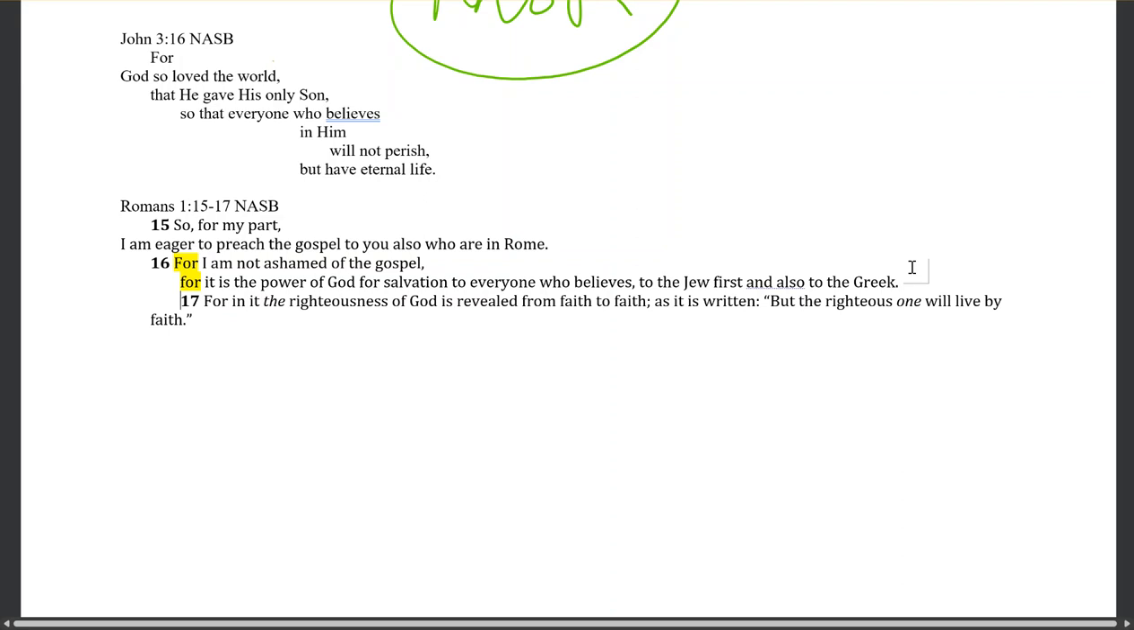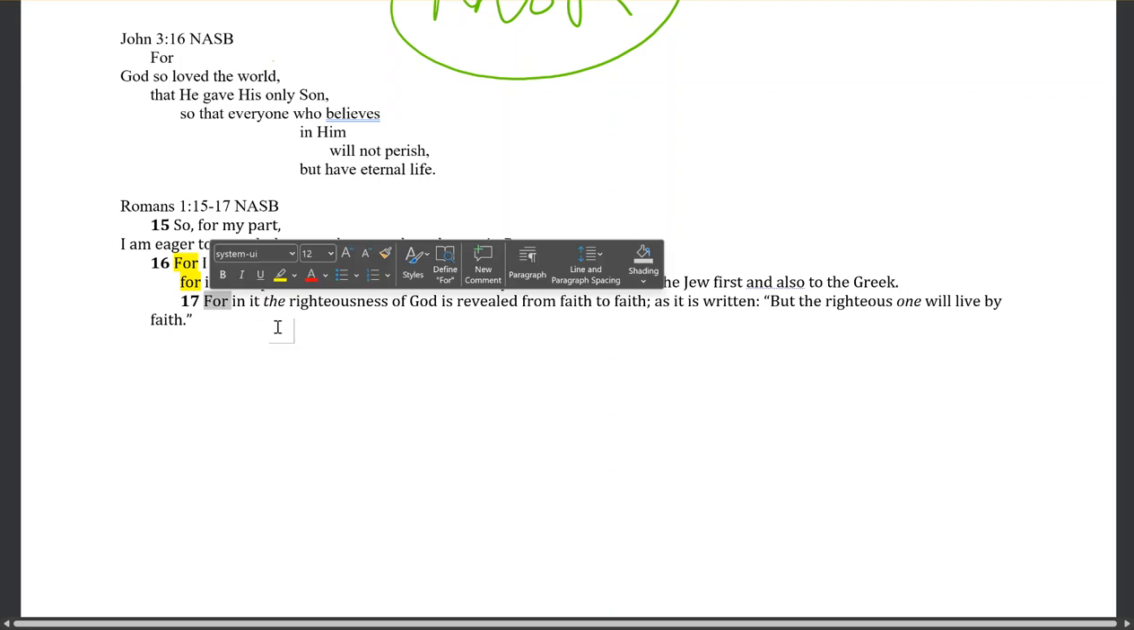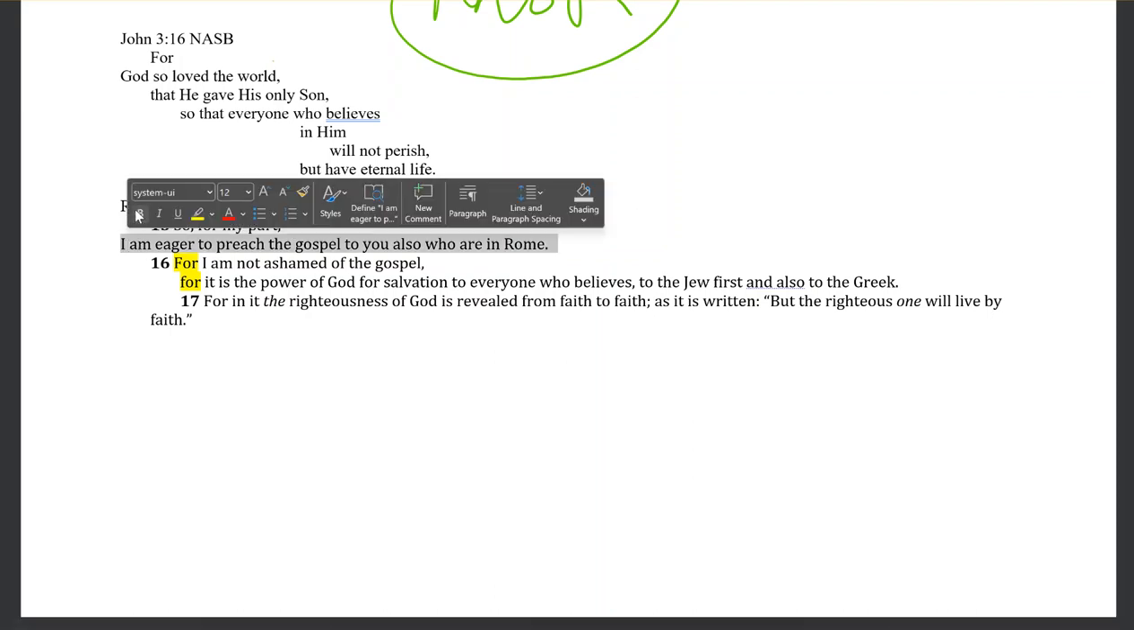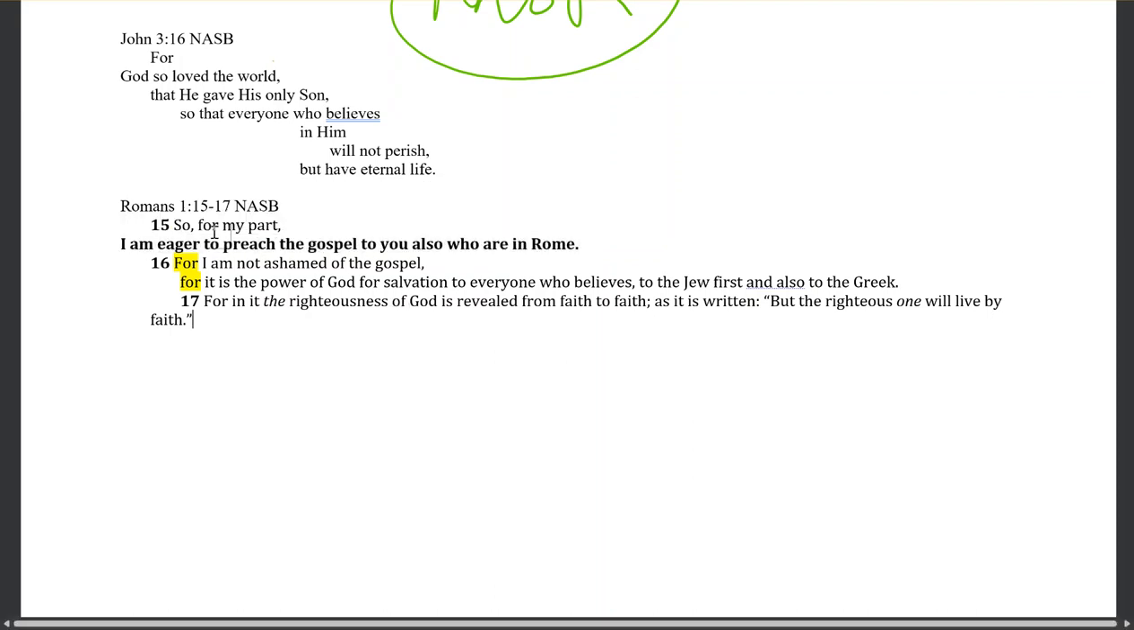Now then one is gonna ask oneself, okay, then Paul has another for here. For, so I'm gonna start over again to make sure I get my train of thought correct. So Paul says here, so for my part, I am eager. This is the main point that he's making here. I am eager to preach the gospel to you also who are in Rome.